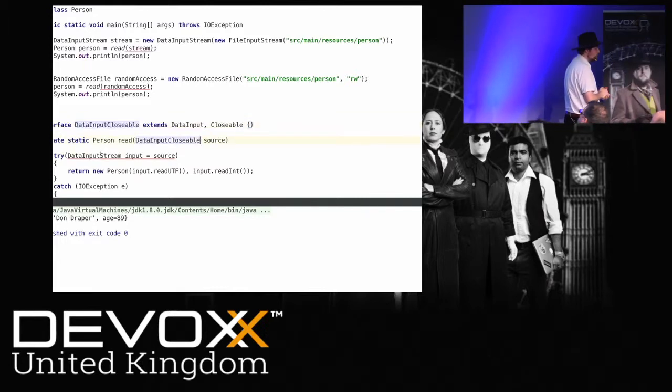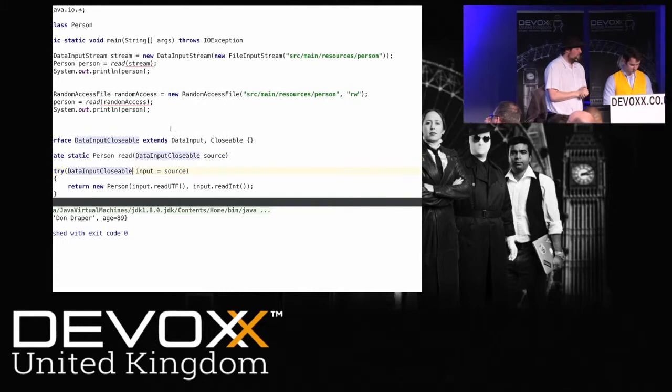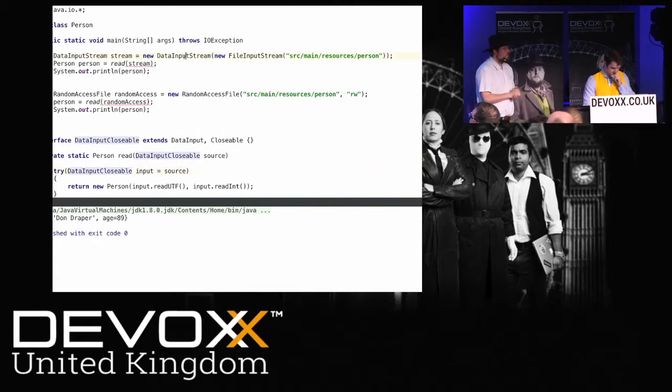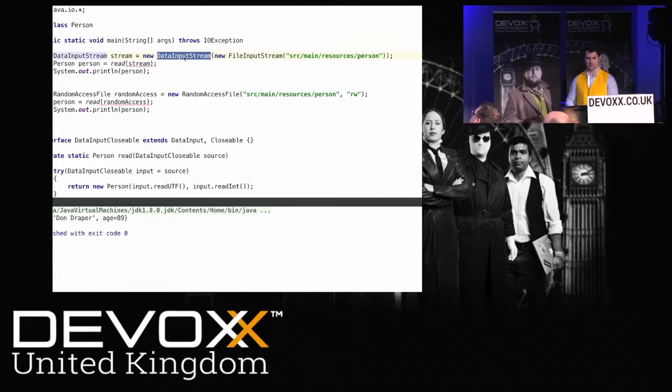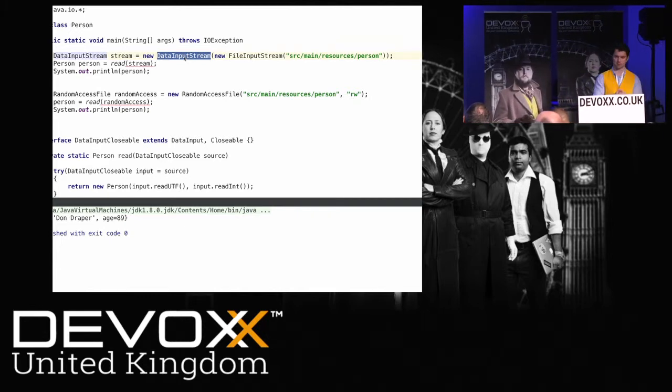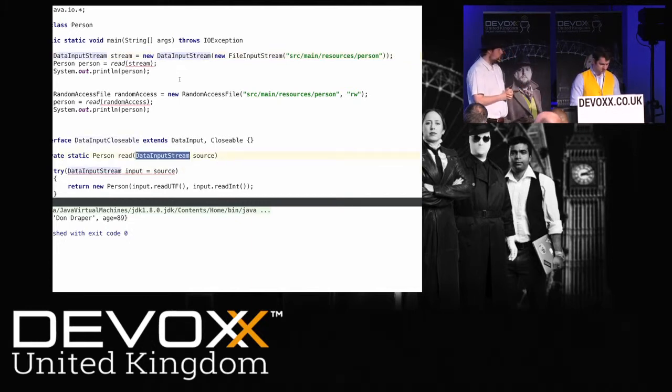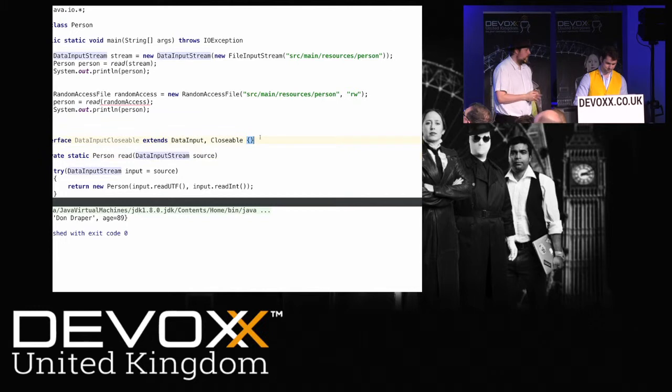Yeah, so if I replace the code here, unfortunately, that doesn't work anymore because data input stream is not actually a subtype of data input closable. We'd have to modify the JDK library to make that happen. So we need a little trick here, isn't it? Yeah, so let's have a look at how these intersection types can help us out.